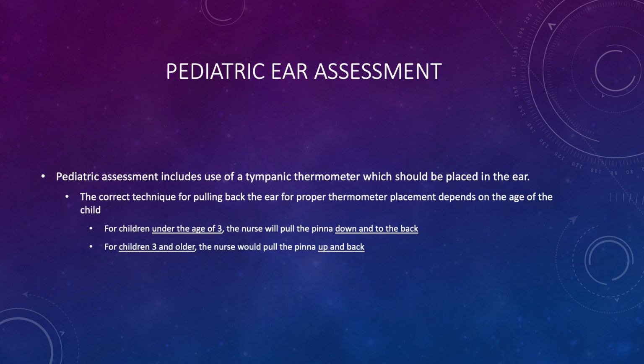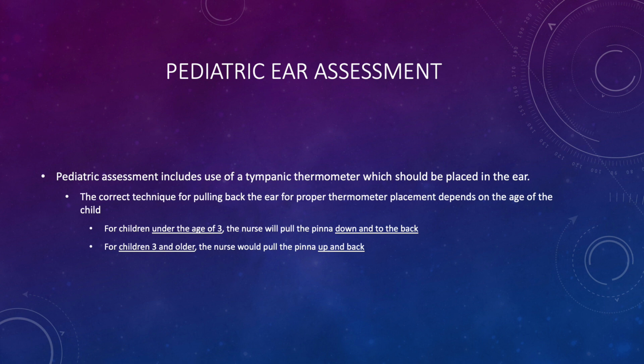Okay, pediatric ear assessment. There was a little bit of confusion, so I made it a little bit easier for the purposes of the general consensus of how this works and for the purposes of the examination. So the assessment includes using a tympanic thermometer, which has to be placed in the ear, right? So how do we effectively do that without A, hurting baby, B, ticking off mom and dad, or grandma, whatever that looks like, and C, we get an effective measurement of that temperature, right? For children who are under the age of 3, the nurse will pull the pinna down and back. For children 3 and older, the nurse will pull the pinna up and back.